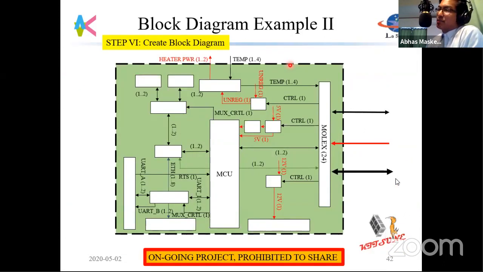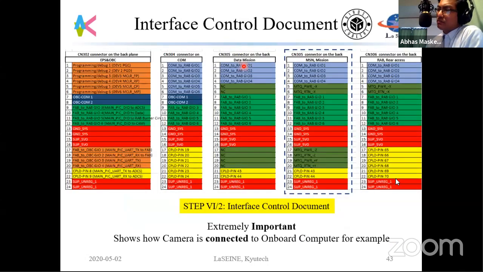This is another example for Kitsune. Unfortunately, I cannot show you what's inside, but this is just an example. So it does get quite complicated as the systems evolve. To solve this problem, what we do is we create an interface control document, and this is extremely important. I cannot stress how important this is. It basically shows how the camera is connected to the other subsystems, okay? So if you get this wrong, the whole system could collapse.